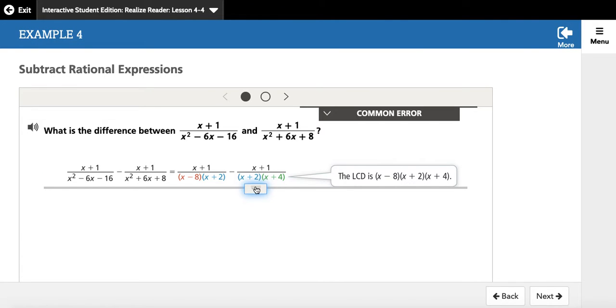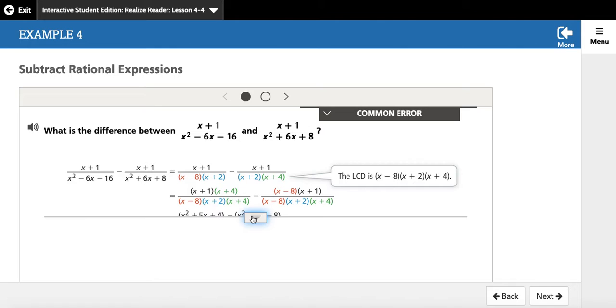Okay. Don't forget, since it's the difference, it's a subtraction problem. So we have the x plus 1 minus the other fraction with an x plus 1. But we need to find the common denominator first. And the common denominator is the red, blue, and green binomials. This one's missing the green, so they multiplied it by the green.